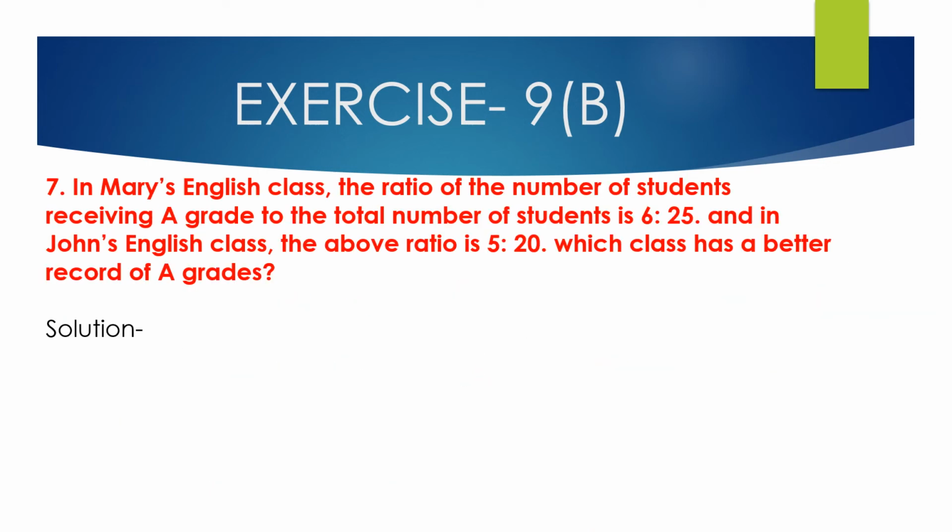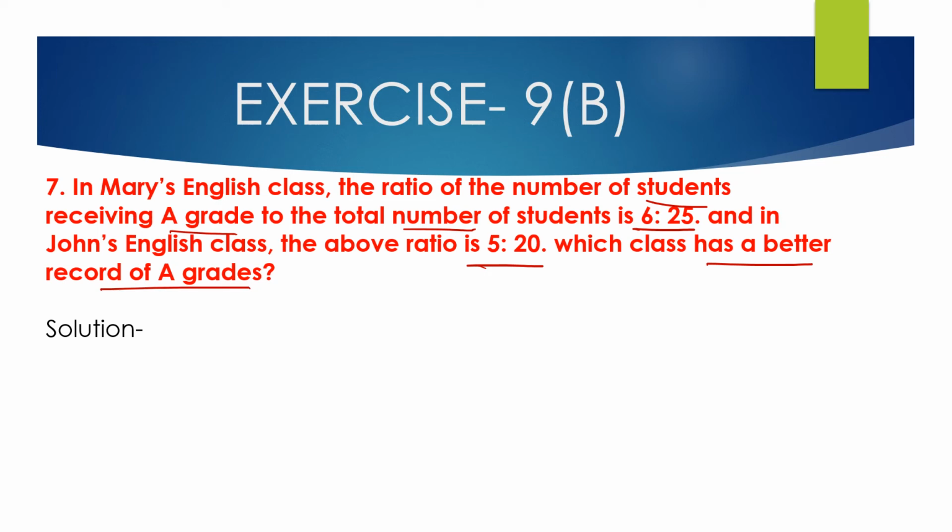Now we will solve question number 7. In Mary's English class, the ratio of the number of students receiving A grade to the total number of students is 6 is to 25. And in John's English class, the same ratio, that is the number of students receiving A grade to the total number of students, is 5 is to 20. Which class has a better record of A grades?